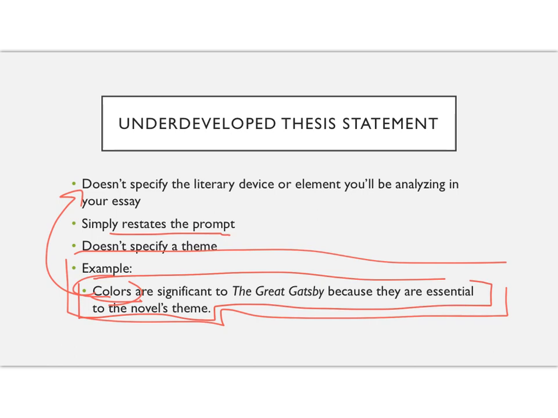The third reason why this is an underdeveloped thesis statement is because it doesn't specify a theme. Remember, a theme is a statement about a topic. In this example, all it says is novel's theme. But what theme are you going to be analyzing in your essay? So the main reason why this is an underdeveloped thesis statement is because it's extremely vague and it doesn't say anything more than what the prompt already says. In other words, there's no argument to it.